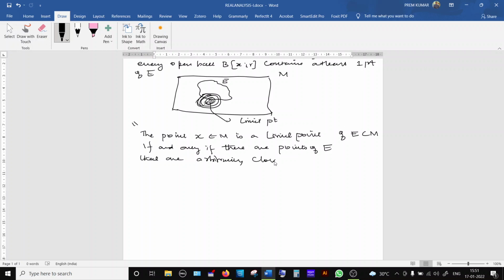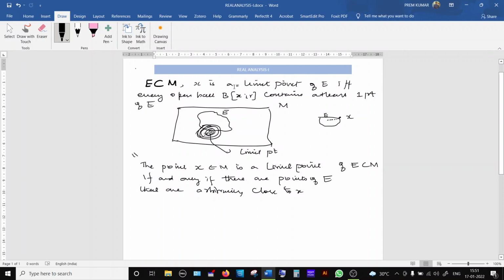Arbitrarily close to X. Suppose X is here. If I say X is a limit point of this set E, then there are many points very close to X, but not equal to X. They are coming very close to X, but all these points belong to E. So this is another way of stating the result. Previously we proved X is a limit point if and only if every open ball about X will contain at least one point of E.